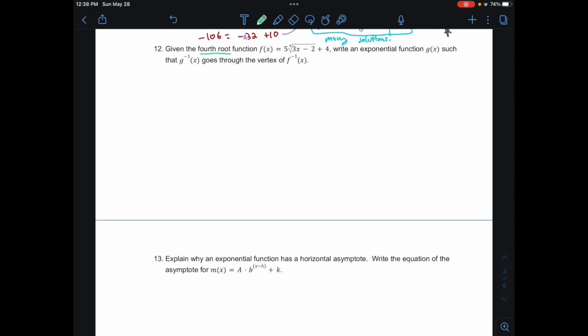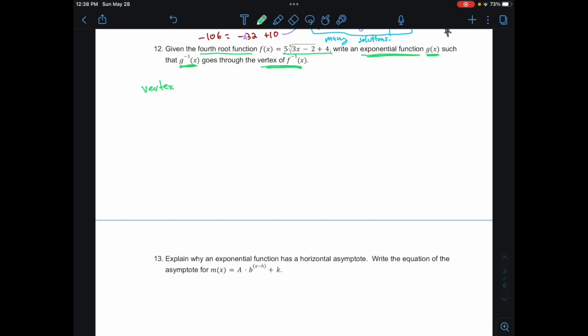Okay, next one, number 12. Given a fourth root function, f of x equals all this, write an exponential function g of x such that g inverse x goes through the vertex of f inverse x. All right, delightful. A lot of things happening here. So we want the vertex of f inverse x.